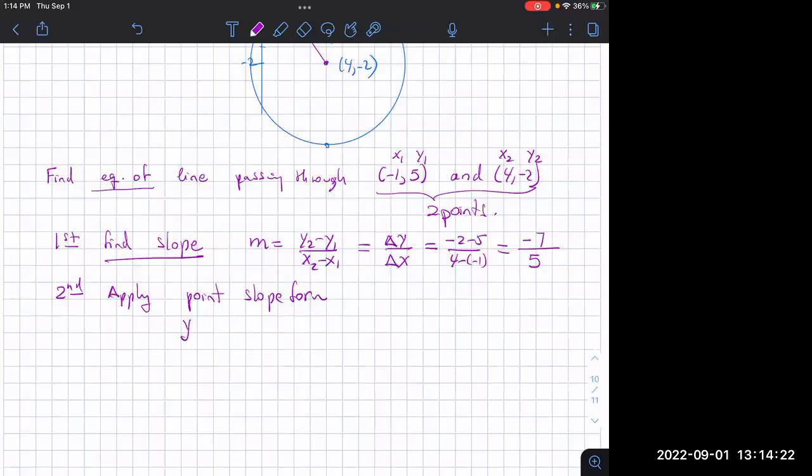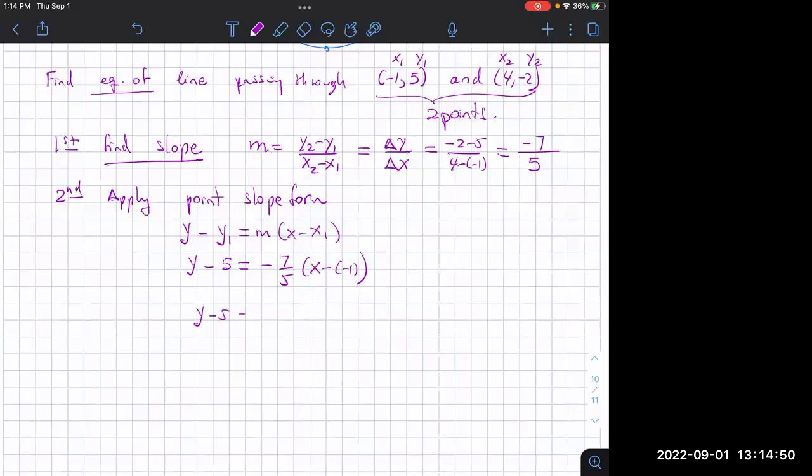The point-slope form is y minus y1 equals m times x minus x1. So I could use this x1, y1, and m, okay? So just plug in: y minus 5 equals negative 7/5 times x minus negative 1. Okay, and then after that, just simplify it.